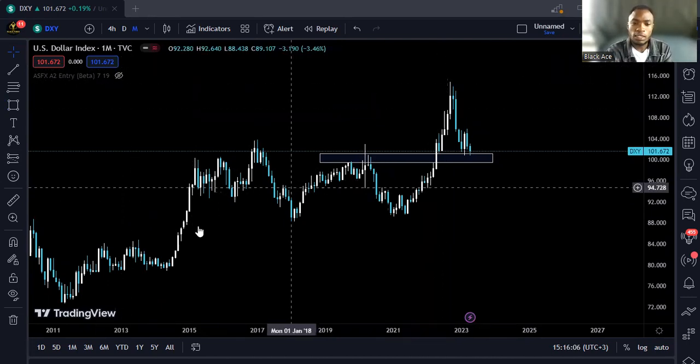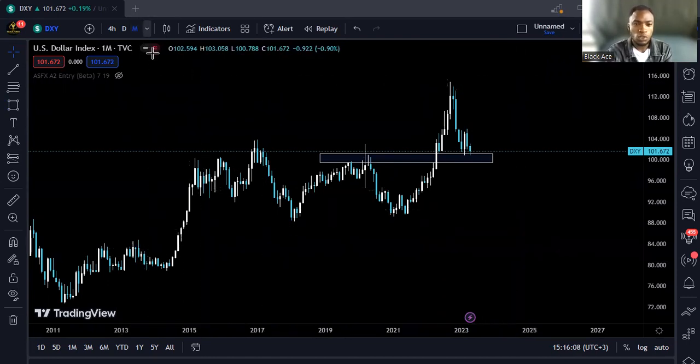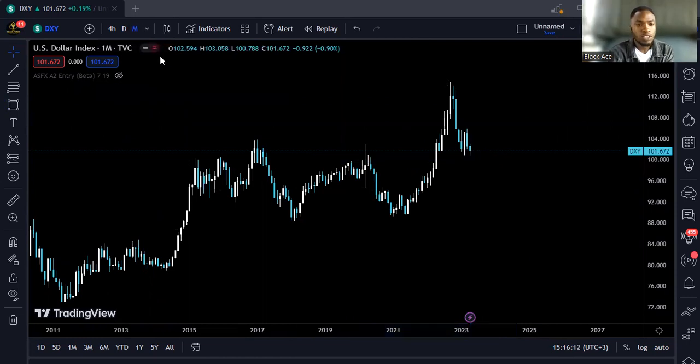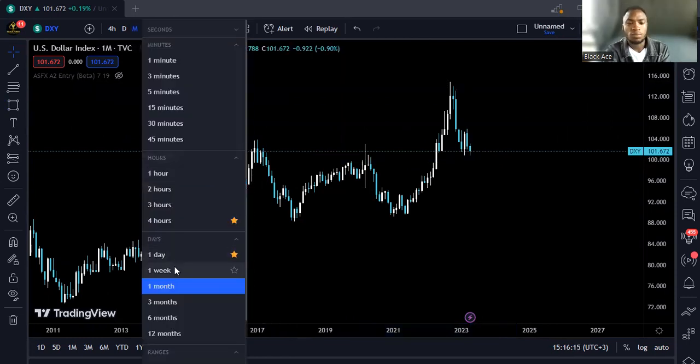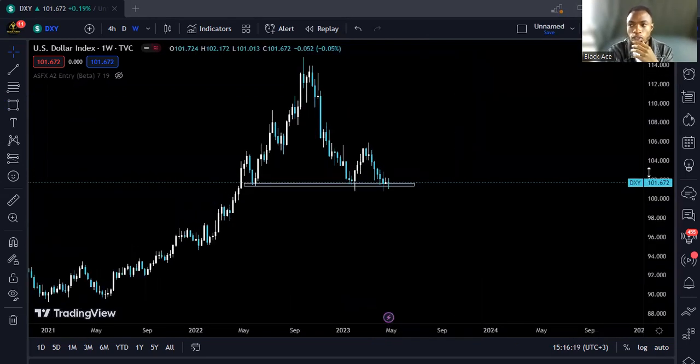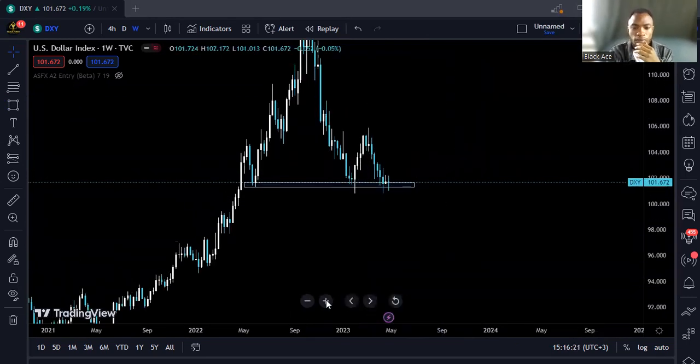So with that being said, obviously the trend is still bullish. So we need to go to the lower time frames and see what's really happening down there, right? Okay. So this is from the weekly perspective.